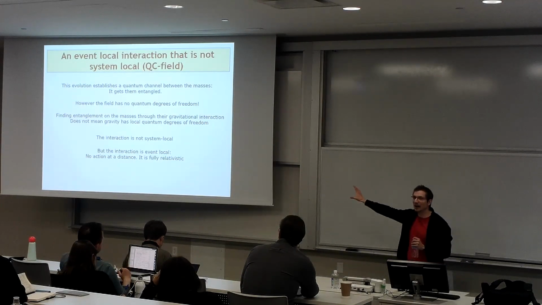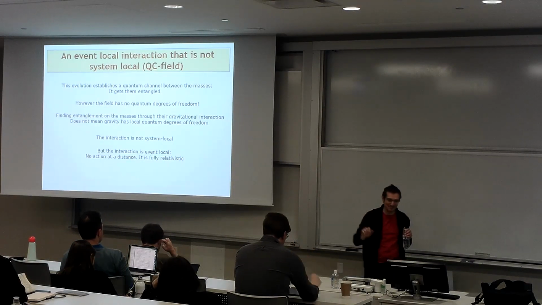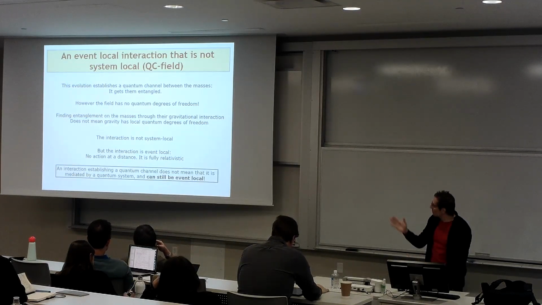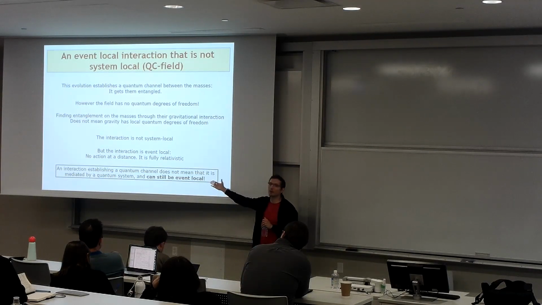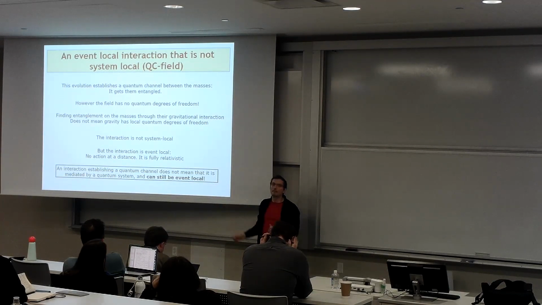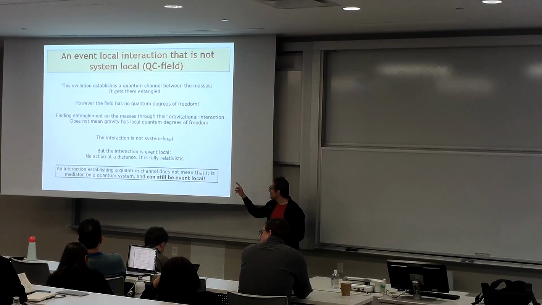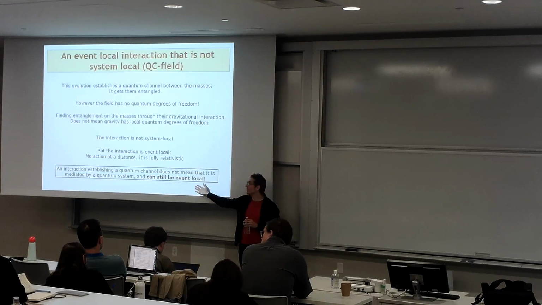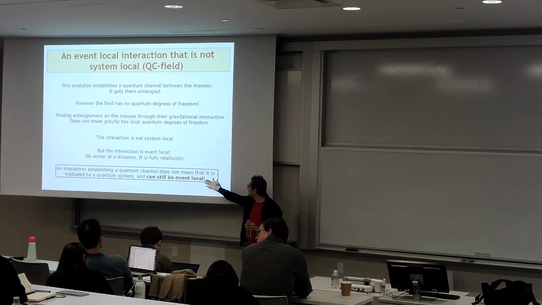Now, I'm not saying this model is good. I'm not saying this model is real. It is a model where the field has no dynamics. Okay, that's all I'm saying. Okay, so why do I do that? Well, an interaction that establishes a quantum channel does not mean that it's mediated by a quantum system. That's what I would say. Maybe you have extra assumptions that would imply that, but just having the fact that you established a quantum channel that can entangle doesn't mean that it has to be mediated by a quantum system. It can still be event local at the same time, even if it's not system local.